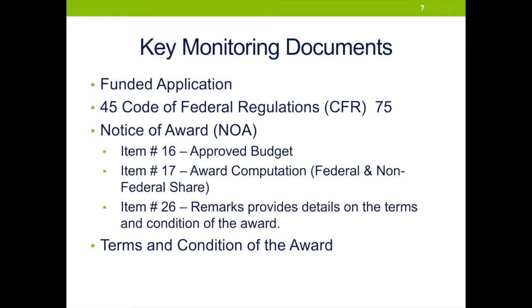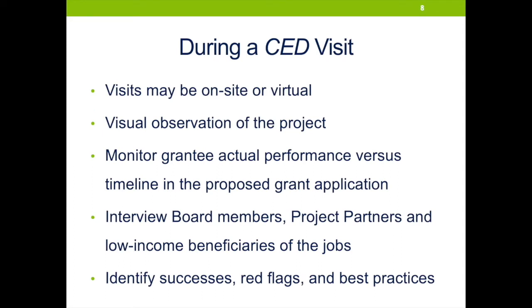Third is the notice of award. This is the legal contract between you and the federal government. Under item number 16 is the approved budget. Item number 17 provides the amount of both federal and non-federal funds that will support this grant. Item number 26 is the remarks section. It provides the terms and conditions of the grant award. And lastly, compliance with the terms and conditions that govern the grant. This determines which regulations and policies this project must adhere to.